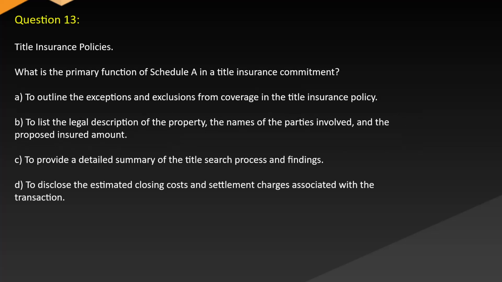Question 13. Title insurance policies. What is the primary function of a Schedule A title insurance commitment? A. To outline the exceptions and exclusions from coverage in the title insurance policy. B. To list the legal description of the property, the names of the parties involved, and the proposed insured amount. C. To provide a detailed summary of the title search process and findings. D. To disclose the estimated closing costs and settlement charges associated with the transaction.